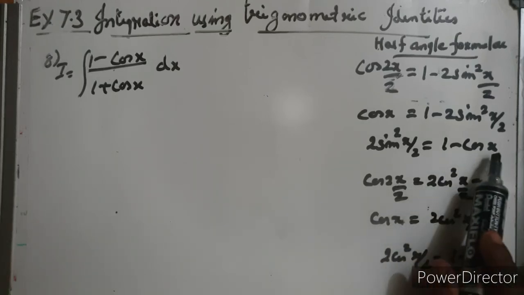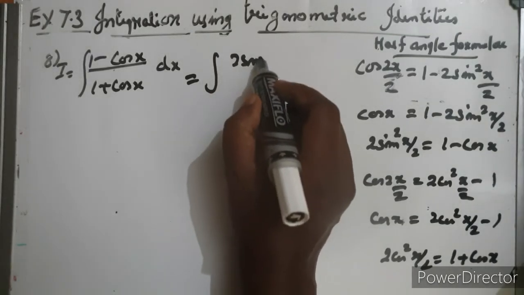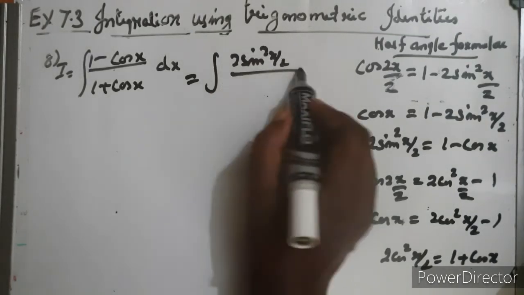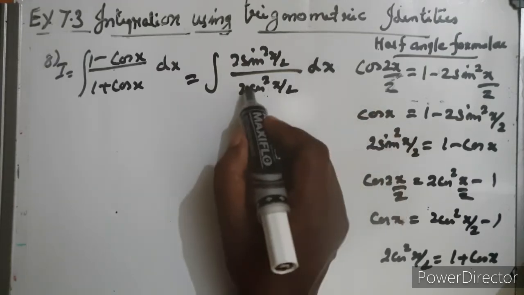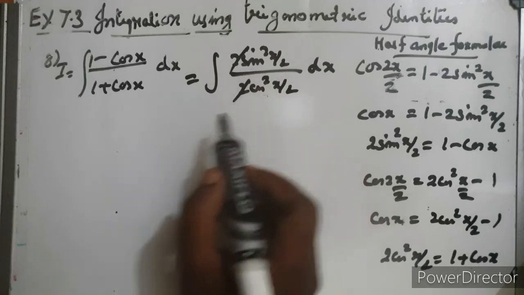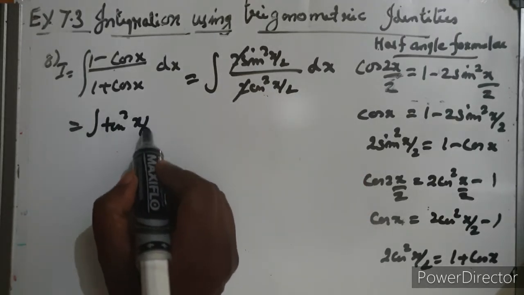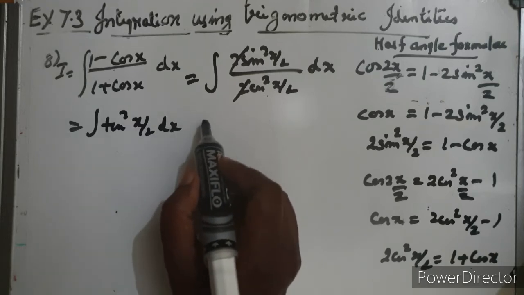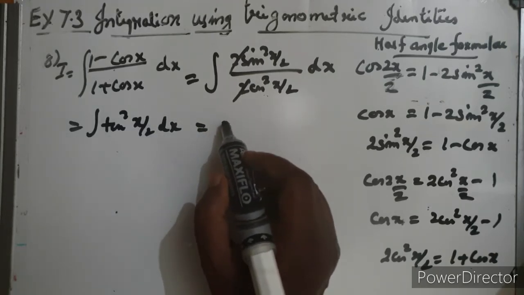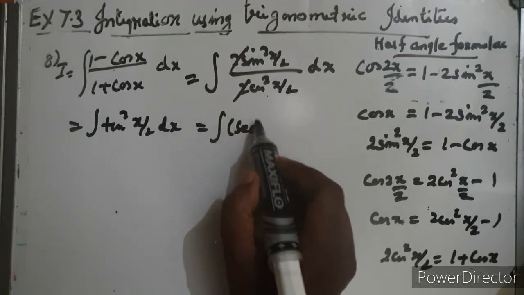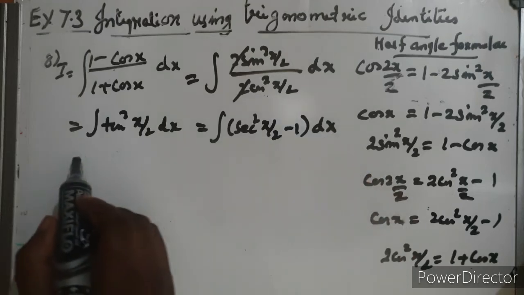So replacing 1 minus cos x as 2 sin square x by 2 and 1 plus cos x as 2 cos square x by 2, dx. 2 and 2 will get cancelled. Sin by cos is tan. So I am writing this as tan square x by 2 dx. So writing tan square as secant square x minus 1 using the trigonometric identity. So I am writing this as secant square x by 2 minus 1 into dx.